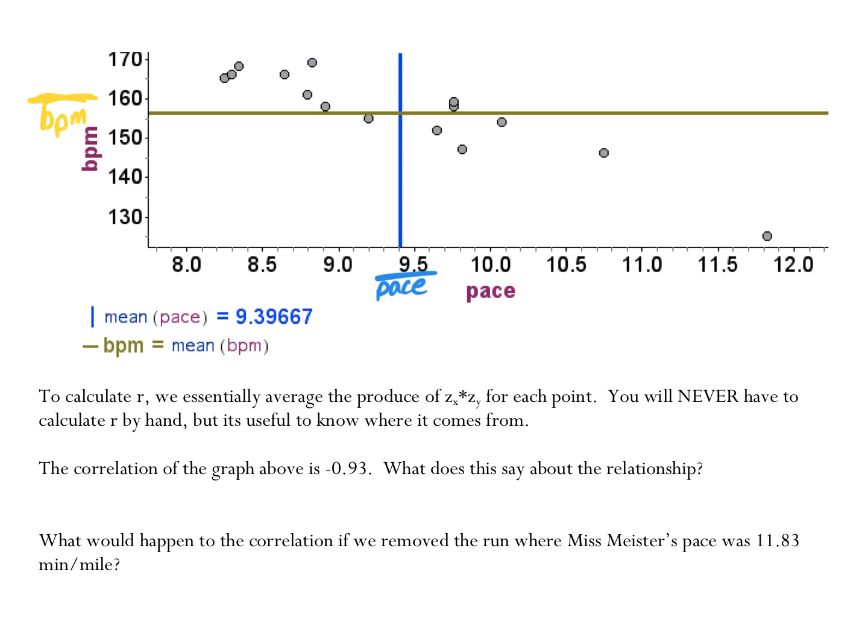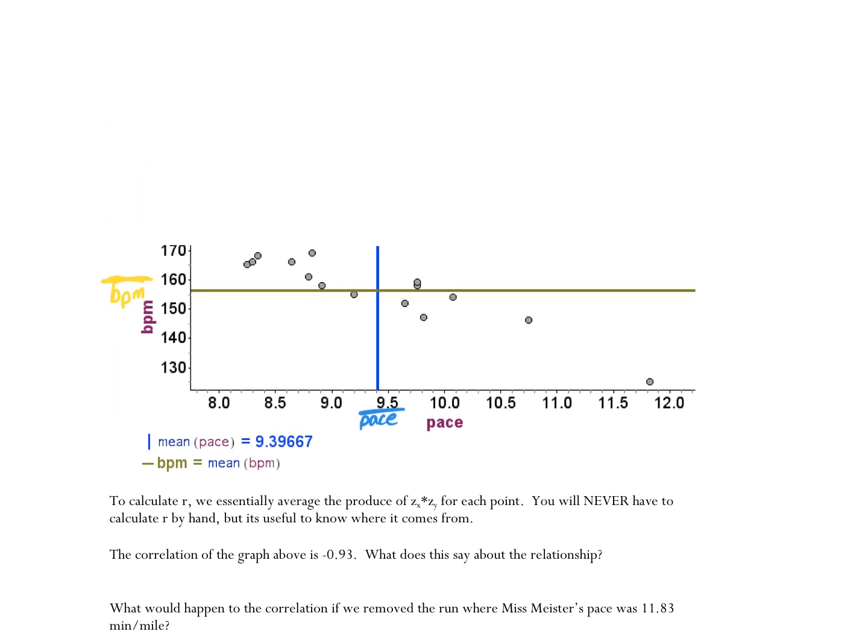Okay, so here's what we did. This is a scatter plot of that exact same data set, obviously a little bit more precise because a computer program did it. And what I did here is on this graph that I created, which wouldn't be that hard to do, but don't worry about having to do this, okay, this blue bar here, that's the mean of all the paces. Does that make sense? And this yellow horizontal line, that's the mean of all the heart rates.